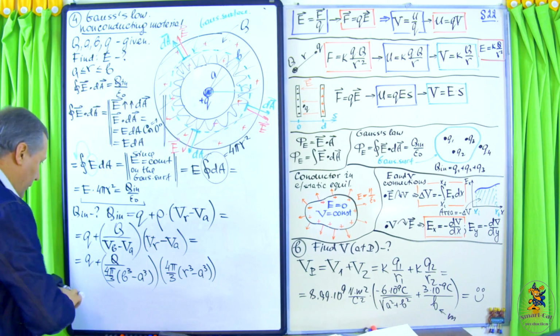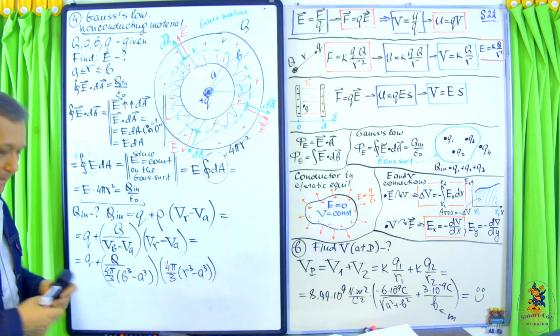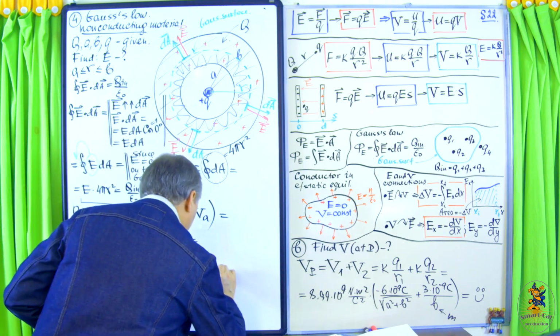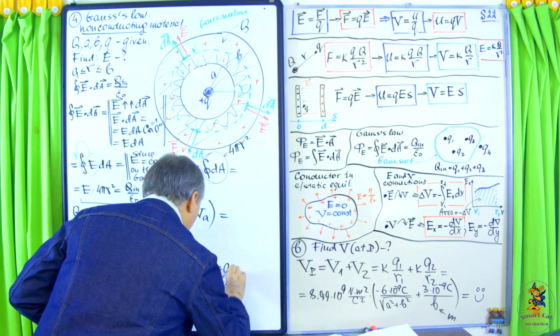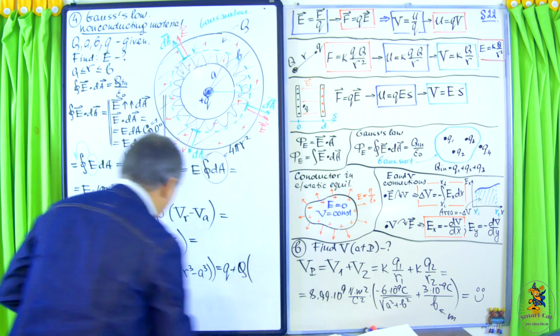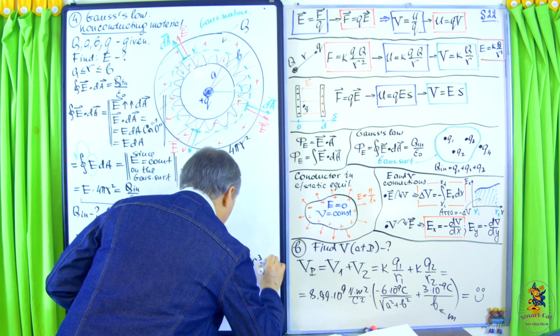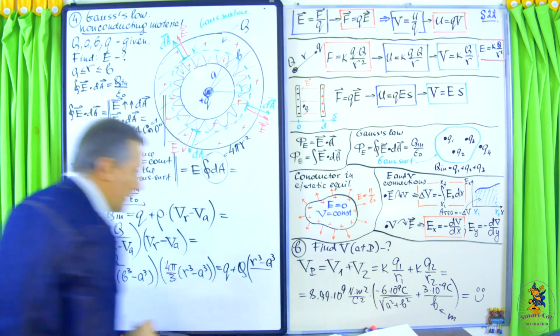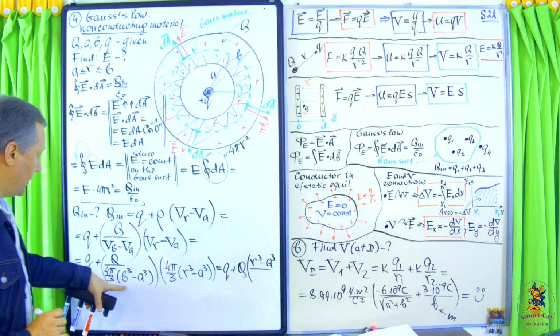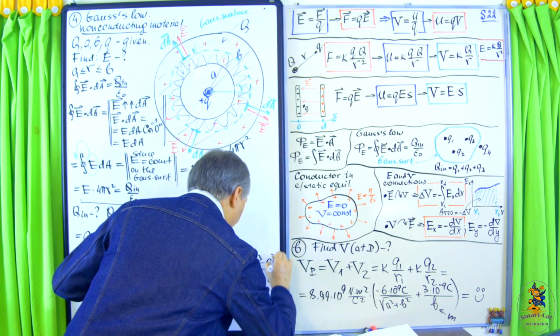Okay, so 4 pi over 3 can be cancelled. Right? So as a result, we have the answer for the charge Q small plus Q capital in the ratio r to the power of 3 minus a to the power of 3, divided by b to the power of 3 minus a to the power of 3.